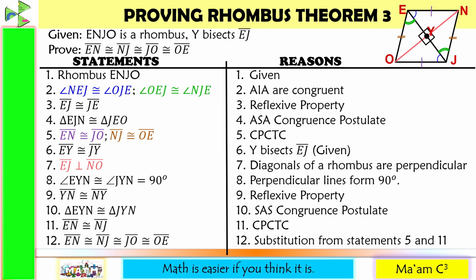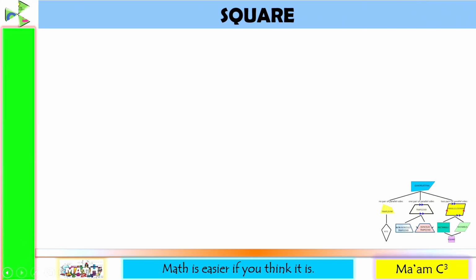The last parallelogram that we're going to prove the theorems is the square. So square is actually product of rectangle and rhombus, which are both parallelogram.